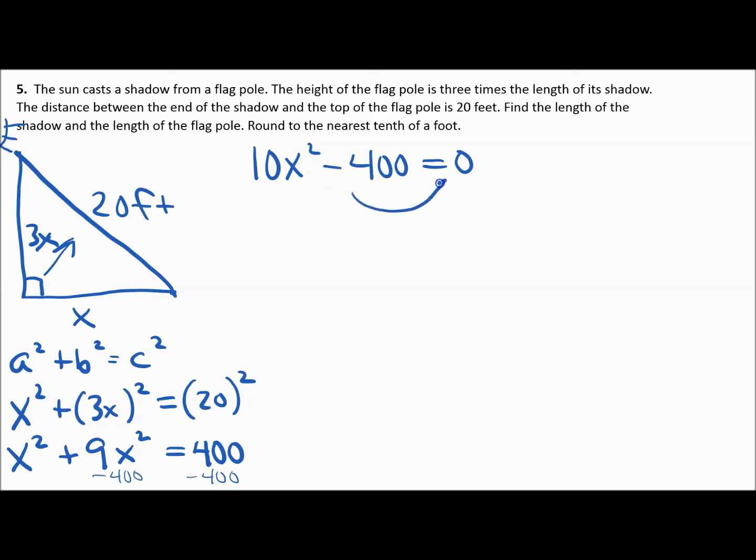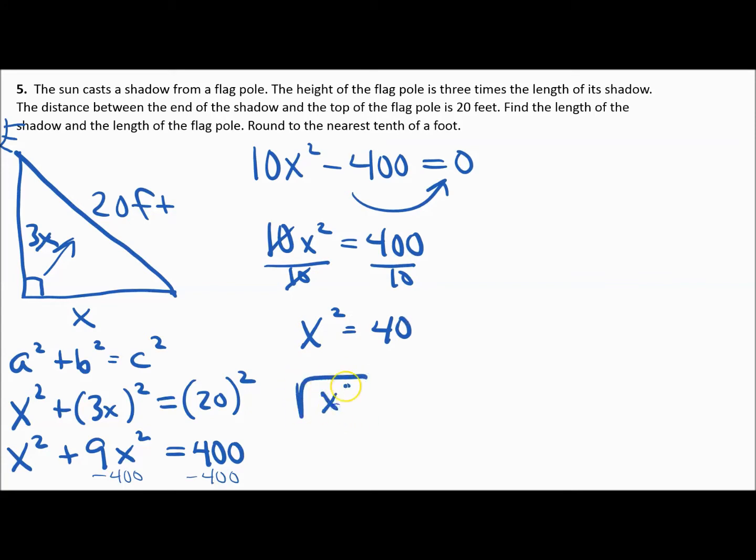So here I go. I'm going to add that 400 back over because after realizing I could use the square root property, I need it back in the right format. I'm going to divide both sides by 10. That gives me x squared is equal to 40, and then I take the square root of both sides. But remember, whenever you use the square root as a tool, you must put plus or minus in front of one of the sides. It's required. So I have x is equal to plus or minus the square root of 40.